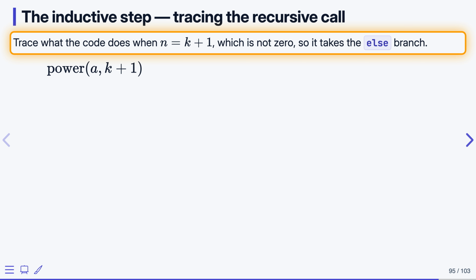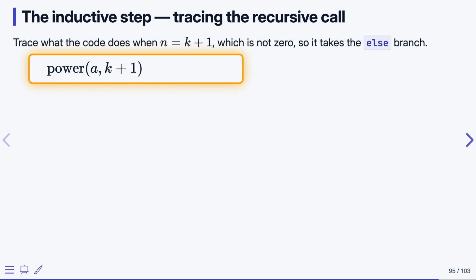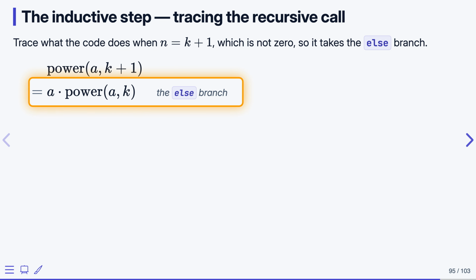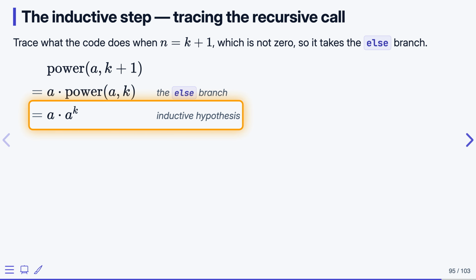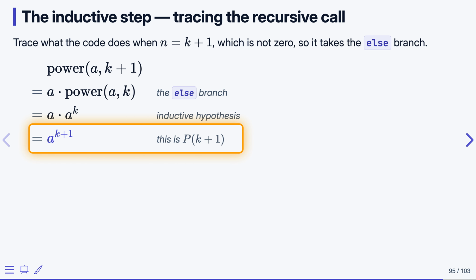We ask what the code returns when n is k plus 1. That is not 0, so the code takes the else branch. We start at the call power of a, k plus 1. Step 1. The else branch returns a times the call power of a, k. Step 2. Our hypothesis tells us what that inner call returns. It returns a to the k. Step 3. So the whole thing is a times a to the k, which is a to the k plus 1. That is P of k plus 1. So the algorithm returns the right answer for every whole number n.